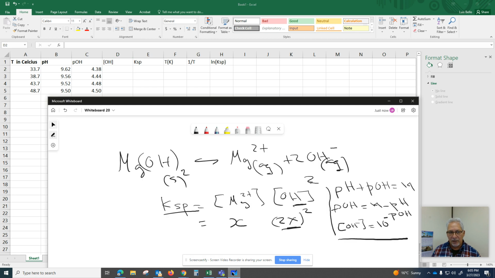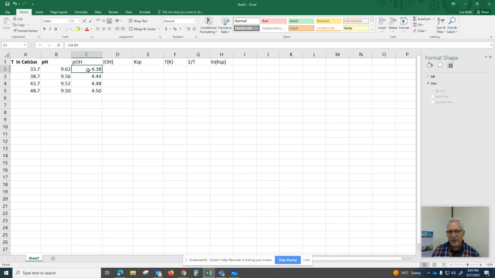And don't forget, what I did was the following. Using this equation here, pH plus pOH equals 14, pOH equals 14 minus pH. So this formula is 14 minus the pH. Next thing is finding the concentration of OH, and that will be 10 raised to the power of negative pOH, and that will be C2. Hit enter, and then dragging the formula all the way down, it will recalculate the rest.